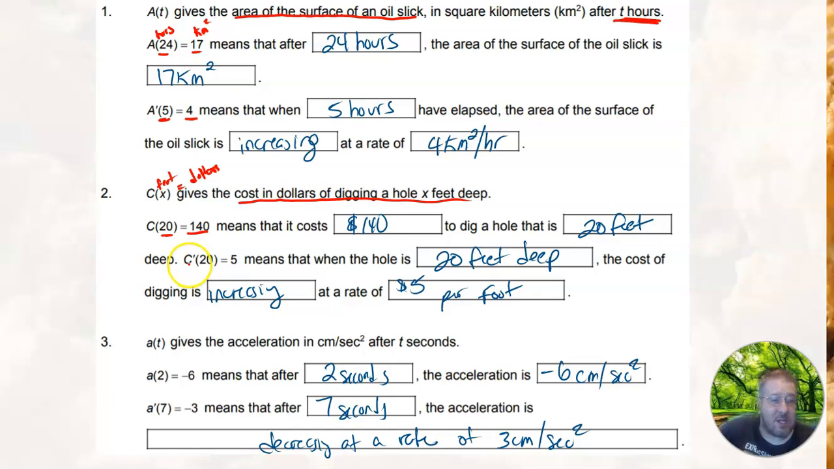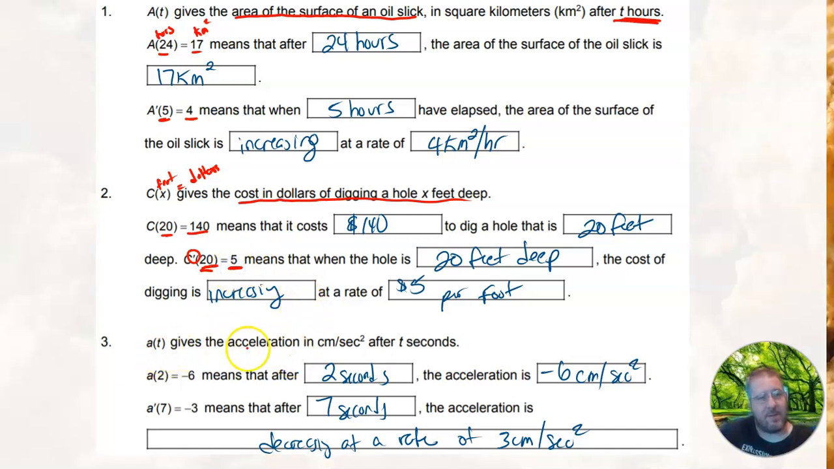This is the rate of change of the cost as the feet change. It means that when the hole is 20 feet deep, the cost is increasing by $5 per foot. That makes sense because we're talking about the derivative, the instantaneous rate of change. So at 20 feet deep, it's getting $5 more expensive.